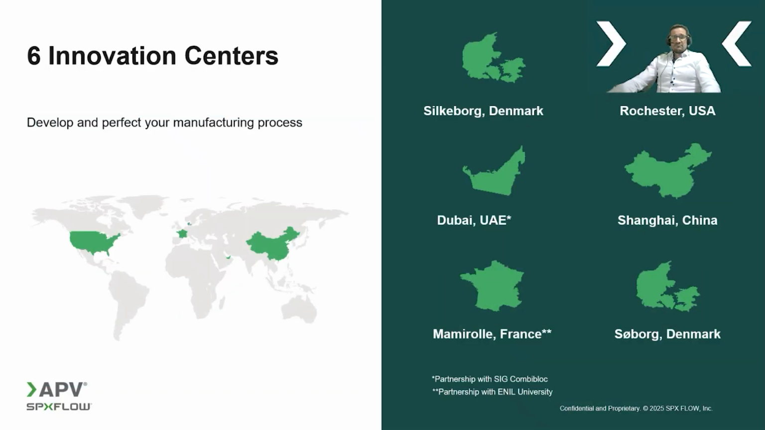As we mentioned earlier, even though we've got many innovation centers worldwide, the three most relevant that you have to remember for UHT applications would be Silkeborg in Denmark, Dubai in the Emirates, and Shanghai in China. Those locations are fully equipped with pilot testing, so you could do process development. We would be happy to collaborate with you in order to come up with the best recipe and to scale it up into industrial flow rates.